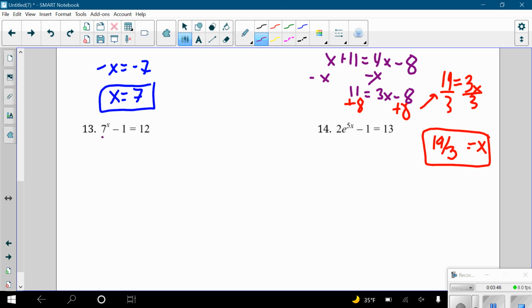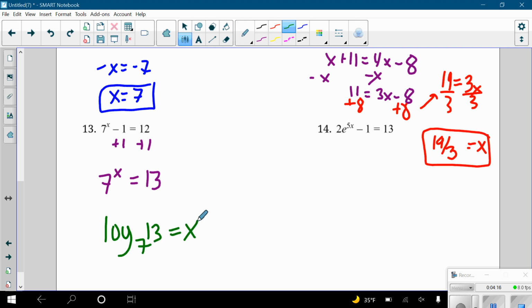So I need to get this 7 to the x by itself. How do I do that? I add the 1 over. Yeah, I got it looking how I want it to look. I got the exponential part by itself. Now I'm ready to rewrite it in log form. Okay, so use your little puzzle. Definitely have that on your note card. Rewrite it in log form. It should be log base 7 of 13 equals x.